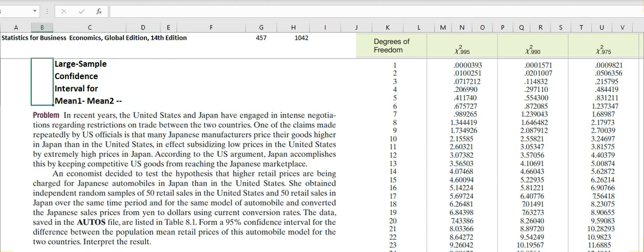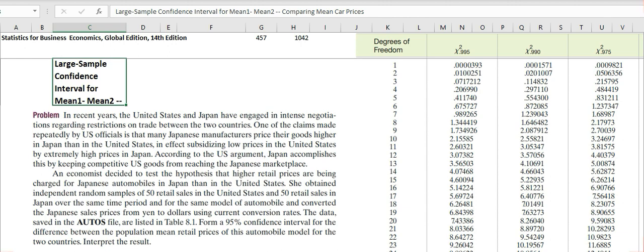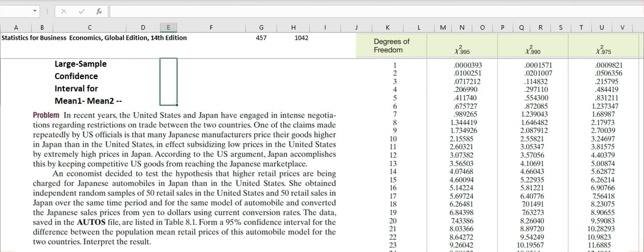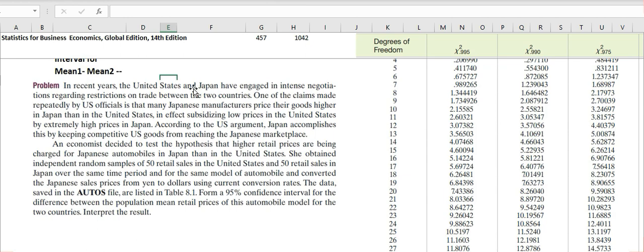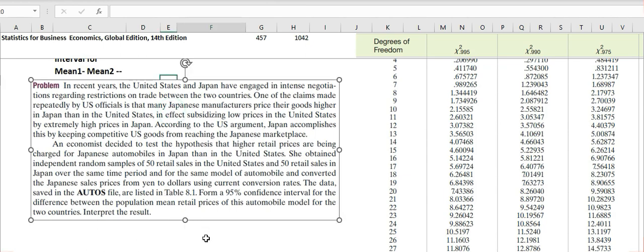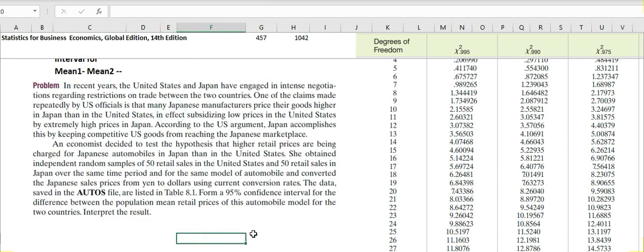Okay. So our example for today will be more on the large sample confidence interval for mean 1 and mean 2. Okay, so what is the meaning of this? So we are estimating the difference between the two means, mean 1 versus mean 2. And we have here a problem. You may opt to pause your screen and then read this problem.